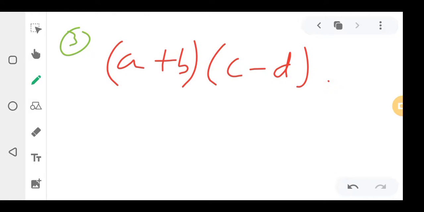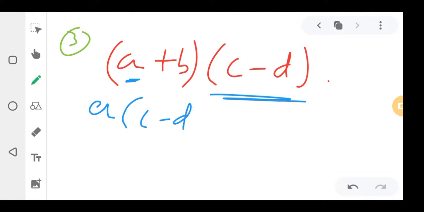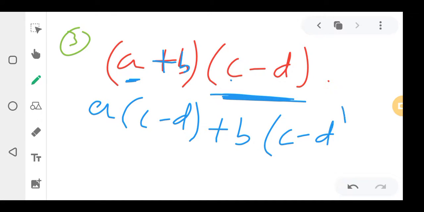Brackets means multiplication. You always take the first letter first. You pick A. Then everything here comes here, (C − D). Again, you pick the last term, which was plus B. You bring it here, plus B, and again you multiply it with everything in the bracket, (C − D). Then you expand.